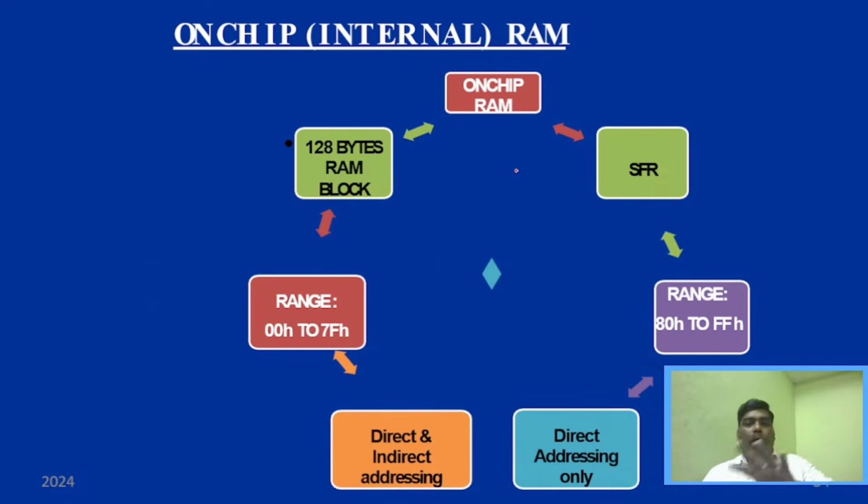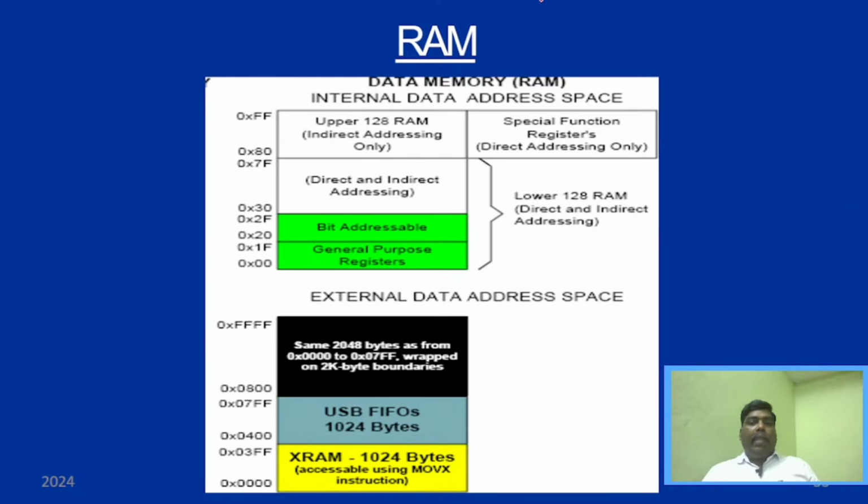And this is the overall picture of the internal RAM, right? You can see here the 128 byte internal RAM that is accessed by using direct and indirect addressing. The range starts from 00 to 7FH. Similarly, the upper 128 byte RAM is allocated for special function registers. Its location is from 80H to FFH, right? And it can be accessed only through direct addressing. And this is the overall split up of the RAM locations, right?